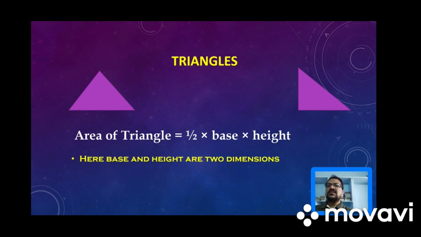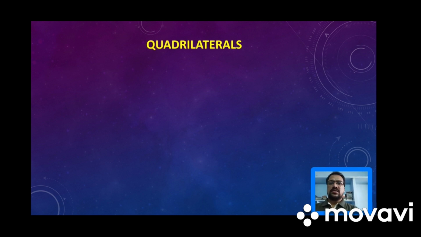Here base and height are two dimensions. Yes, they are the two directions. One is base, one more is the height. Therefore, it is a 2D figure. It has two dimensions in it. What about quadrilaterals? Yes, quadrilaterals are simple closed figures formed by four line segments.